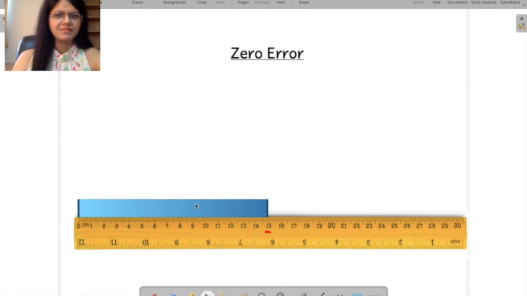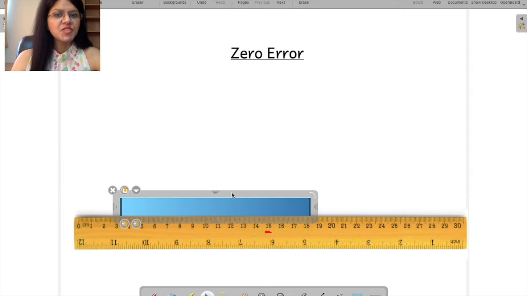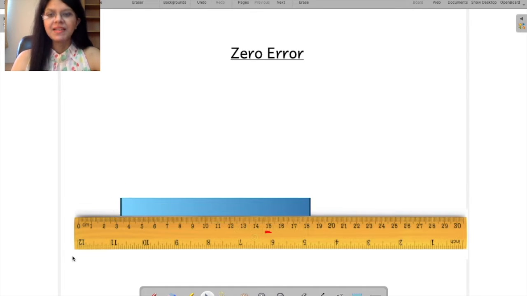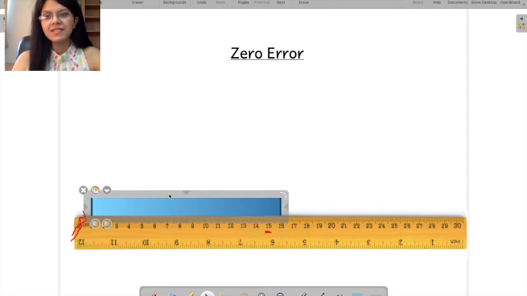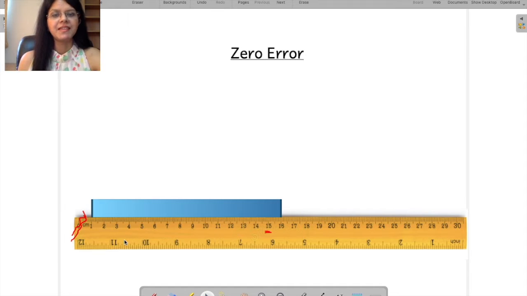Sometimes your measuring instrument might not be precise, right? Say for example this ruler, it's broken, it's chipped off at the beginning. So you are forced to take measurements starting from a point which is not zero, say 1 centimeter. All your readings in your experiment you are taking from 1 centimeter onwards.